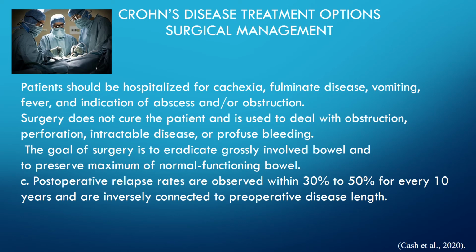Crohn's disease treatment options also include surgical management. Patients should be hospitalized for cachexia, fulminant disease, vomiting, fever, and indication of abscess or obstruction. Surgery does not cure the patient and is used to deal with obstruction, perforation, intractable disease, or profuse bleeding. The goal of surgery is to eradicate grossly involved bowel and to preserve the maximum of normal functioning bowel capacity. Postoperative relapse rates are observed at 30 to 50% for every 10 years and are inversely related to preoperative disease length.